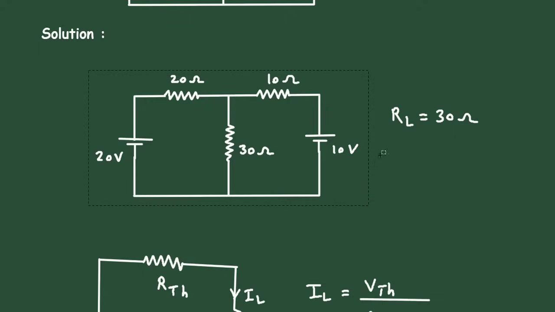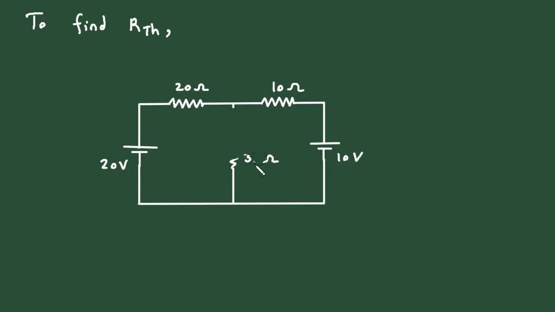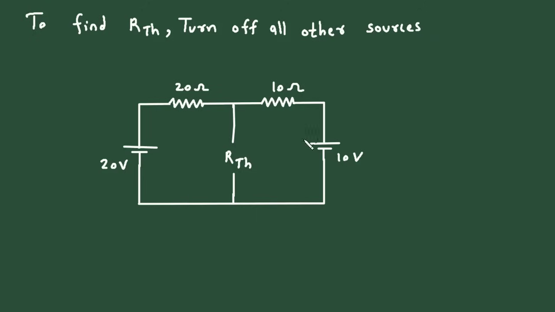So again, let's copy this circuit from here. And here we can write to find RTH, let's remove this. And this is RTH. Now to find the value of RTH, turn off all other sources. Now when we turn off a voltage source, that time it will be short circuited. So it will be short circuited and this will be short circuited here.